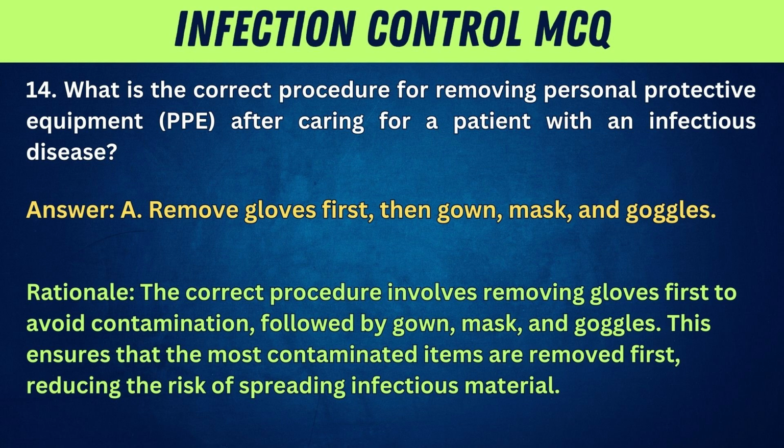Rationale: the correct procedure involves removing gloves first to avoid contamination, followed by gown, mask, and goggles. This ensures that the most contaminated items are removed first, reducing the risk of spreading infectious material.